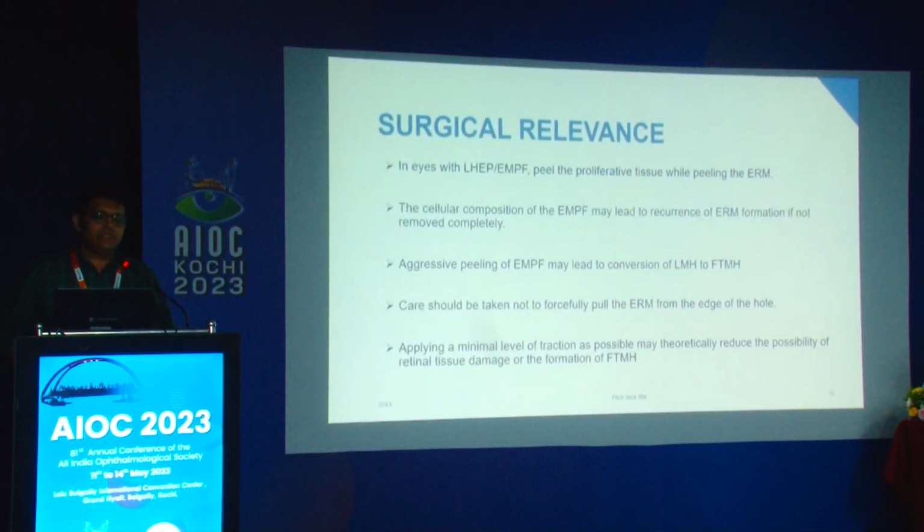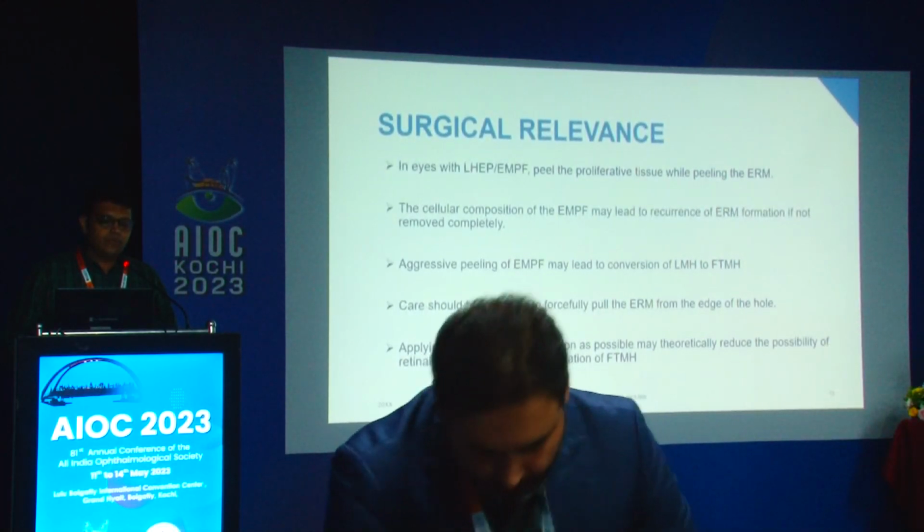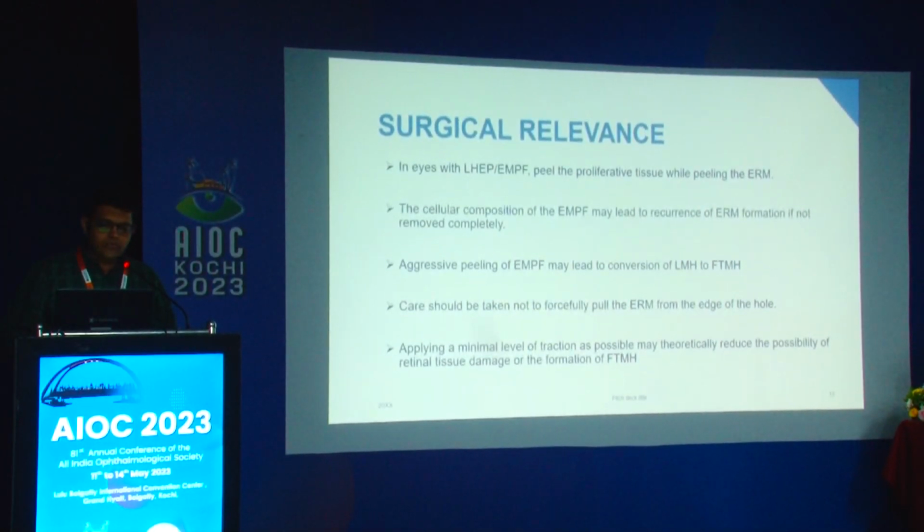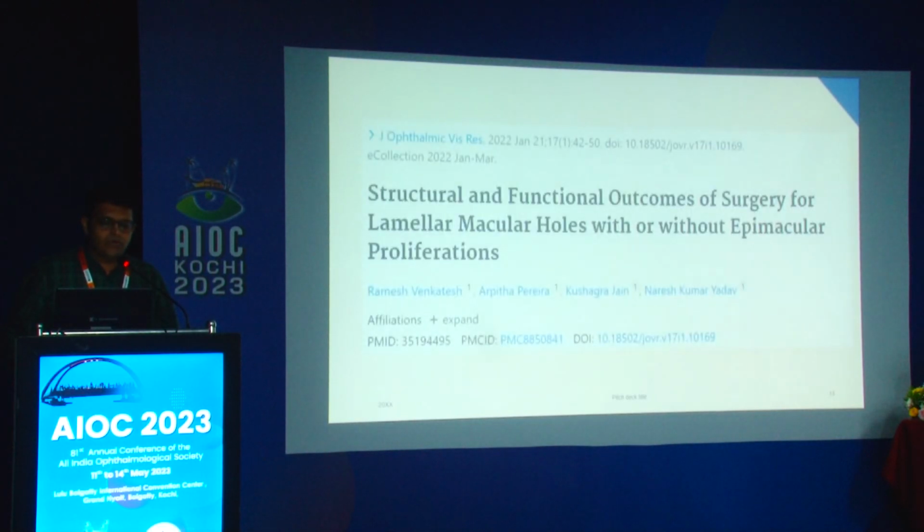There is a surgical relevance to cases where you have LHEP or epimacular proliferation. The peeling of the proliferative tissue is important because it can lead to recurrences of ERM formation if not removed completely. Aggressive peeling in a case of epimacular proliferation in a lamellar macular hole may lead to a conversion from an LMH to a full thickness macular hole. Care should be taken not to pull forcefully, and applying minimal traction may theoretically reduce the possibility of forming a full thickness macular hole. This is our publication on epimacular proliferations in patients with lamellar macular holes, which we can read later.